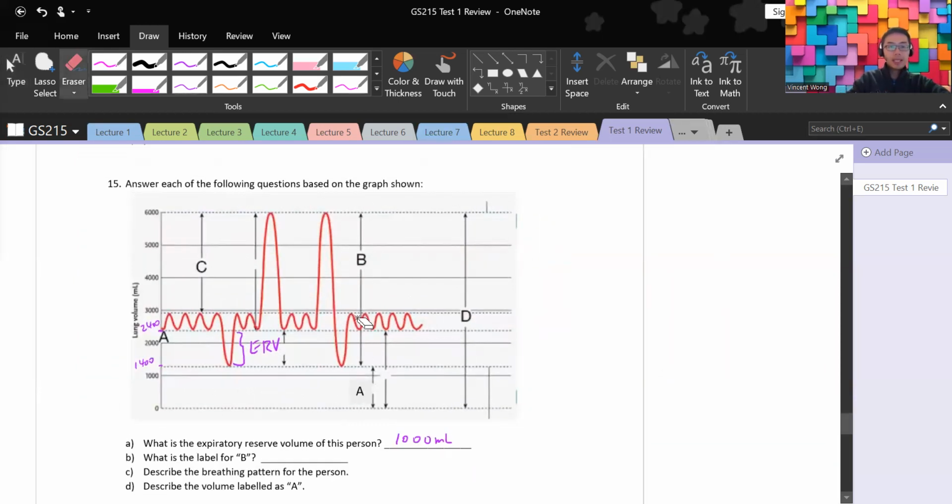What is the label B? Anybody know what that's called? B is from here to here. What is that?